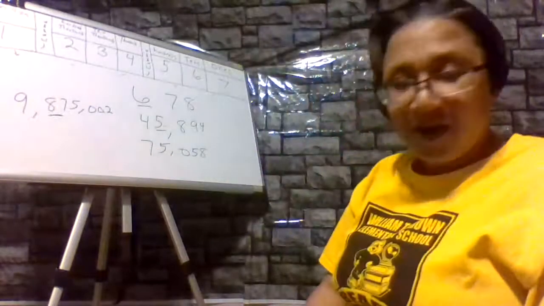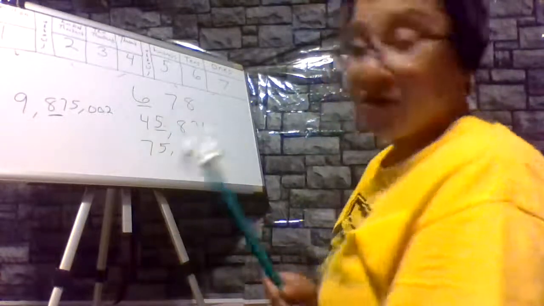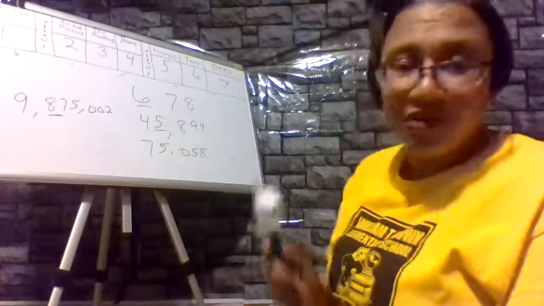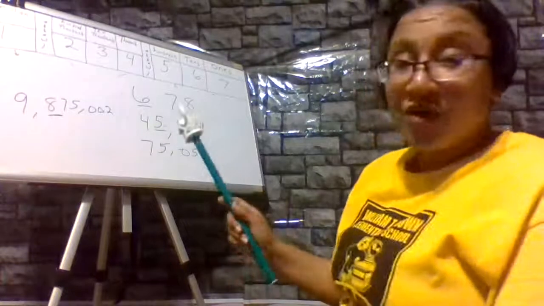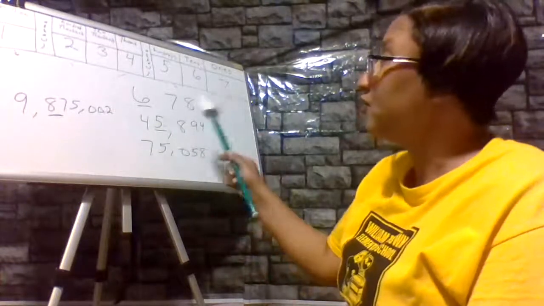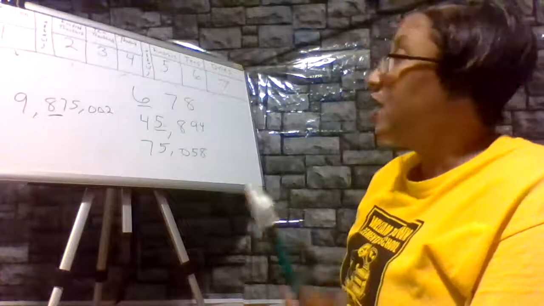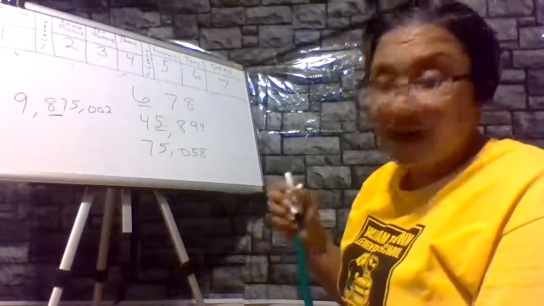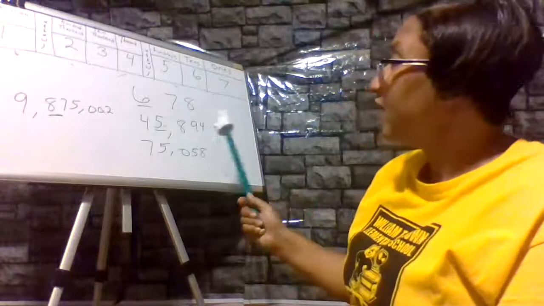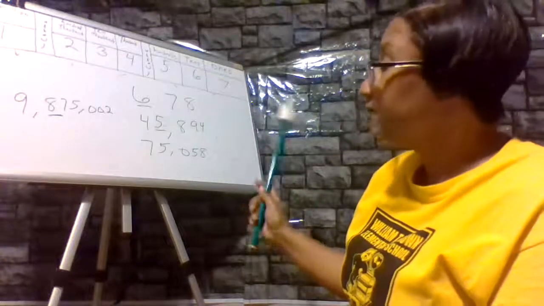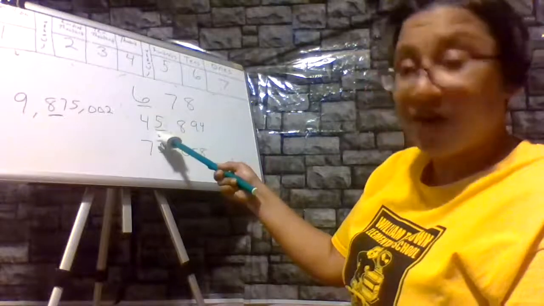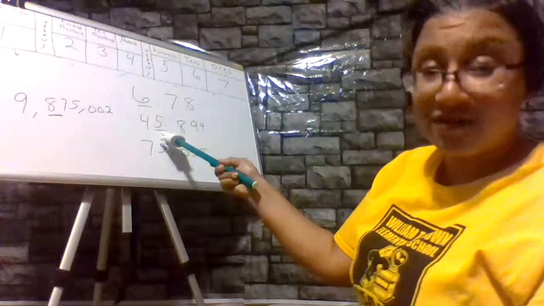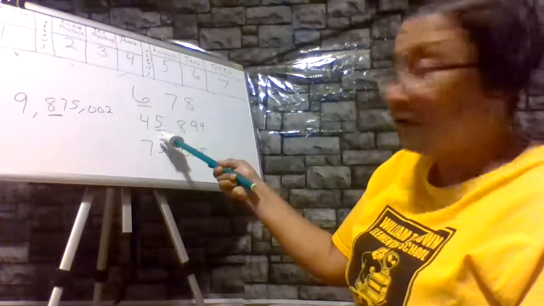Okay, so there you have it. Your quick assignment for review will be the following. On your paper, parents, with your little one, you're going to write down 678. The number 6 is underlined. You'll need to find the place value of that. Then 45,894. The underlined number is the number 5. You'll need to identify what place value this number is.